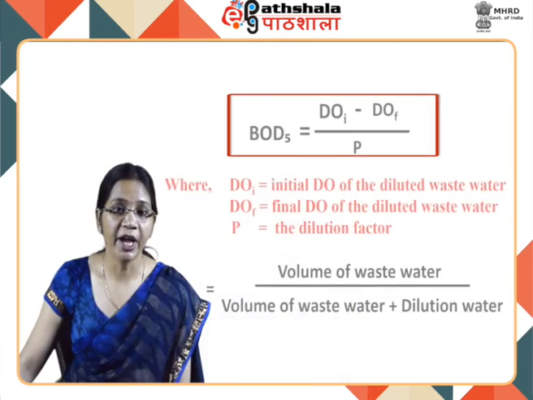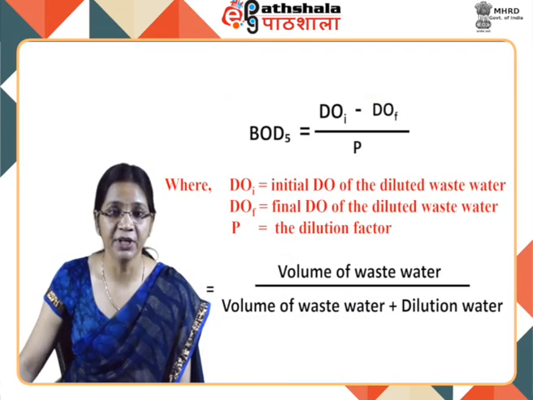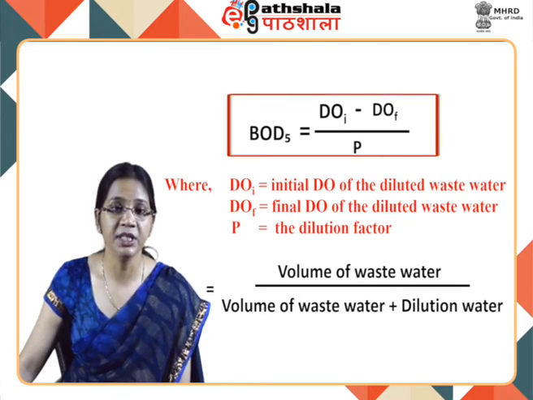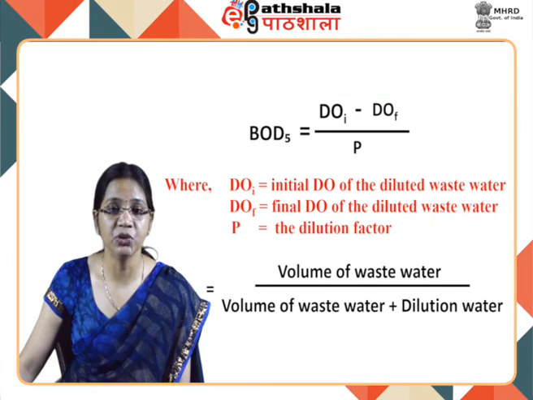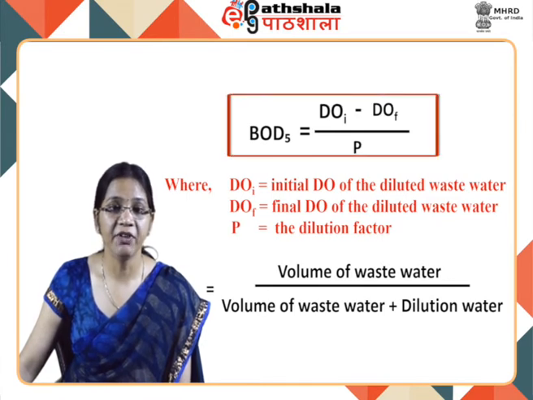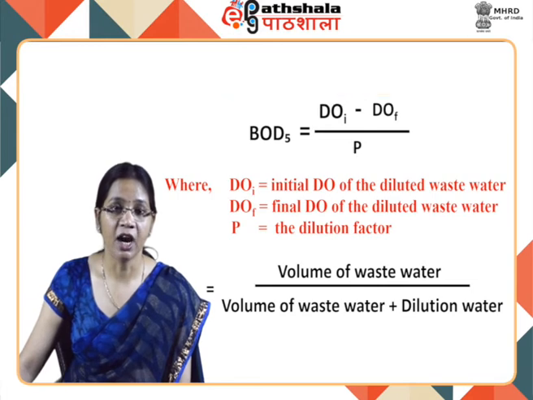If during the 5 days DO drops to 0, the test is invalid. Therefore, it is always necessary to dilute the sample to keep the final DO above 0. A 5-day BOD of the diluted sample is given by DOI, the initial DO, minus DOF, the final DO, divided by the dilution factor. And how do you calculate the dilution factor? P, that is the volume of wastewater taken divided by the volume of wastewater plus dilution water.